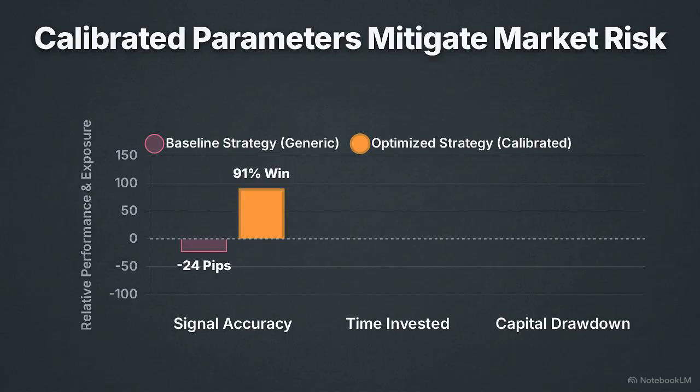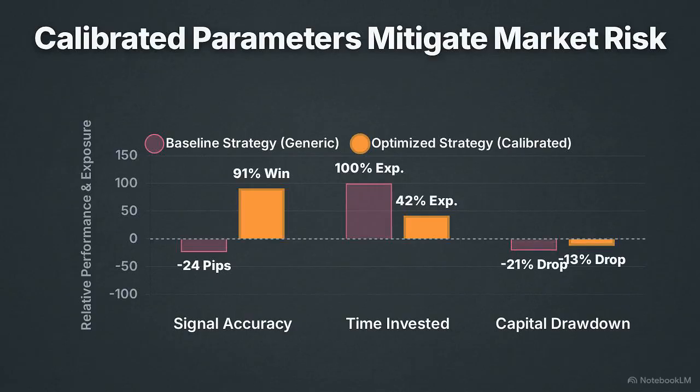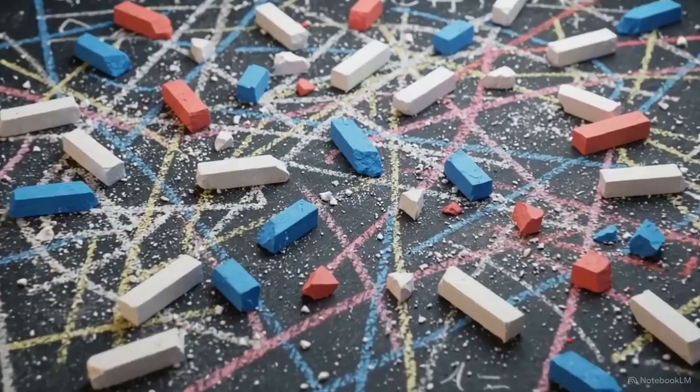Notice the time invested metric. The optimized model was only exposed to the market 42% of the time. Parameter compression drastically reduces your overall exposure to market risk. With a maximum drawdown of only 33%, the data confirms that mathematically calibrated parameters mitigate systemic risk far better than a simple buy-and-hold baseline. Technical indicators possess no inherent predictive magic.